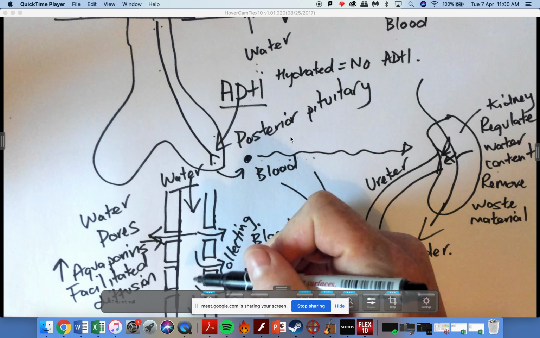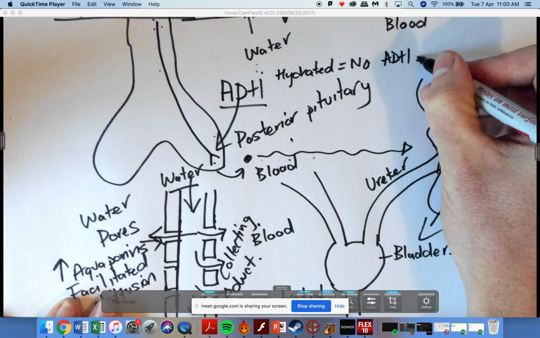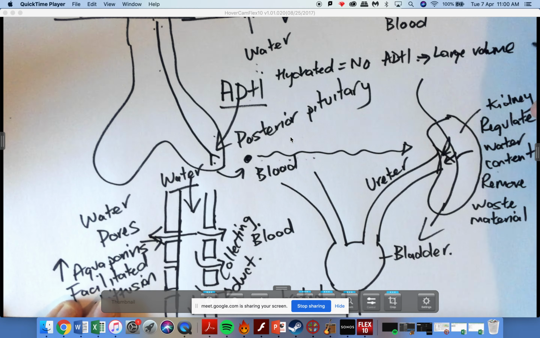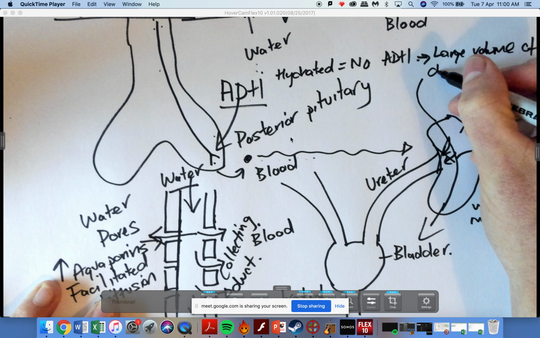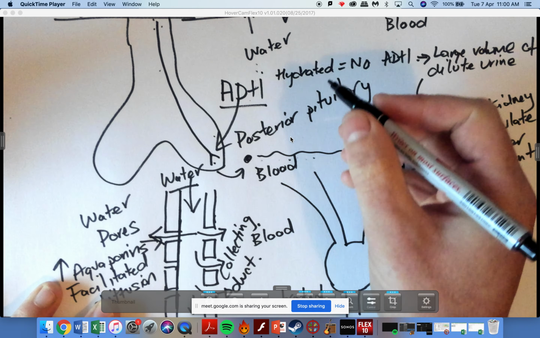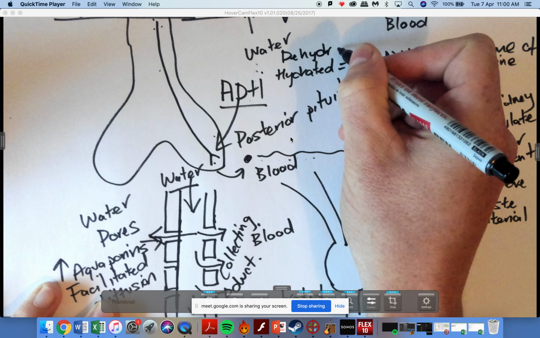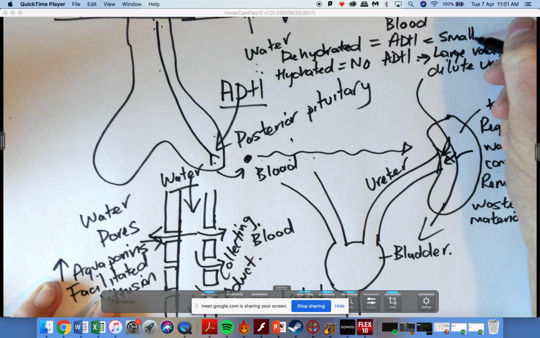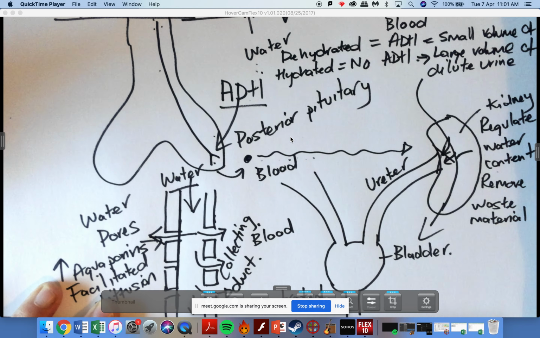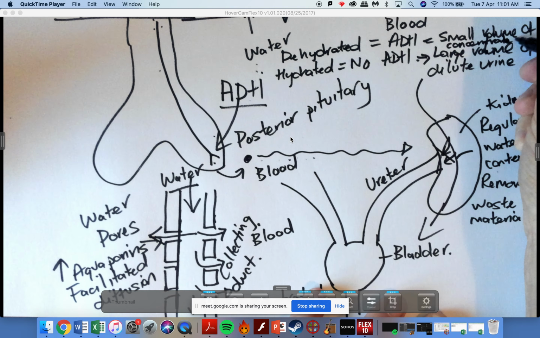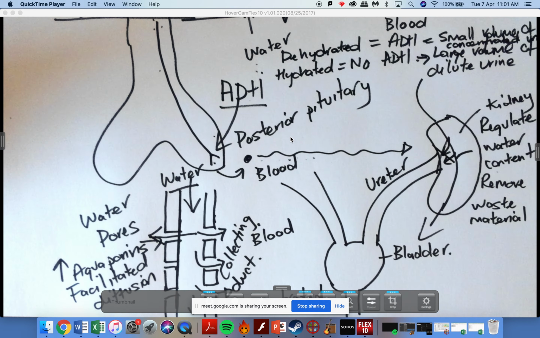This is where you go to the toilet and you have a large volume, no ADH, you're going to make a large volume of dilute urine. Whereas when we've got ADH, if you're dehydrated, you're going to have ADH and you're going to have a small volume of concentrated urine. Okay, so that's what ADH does.